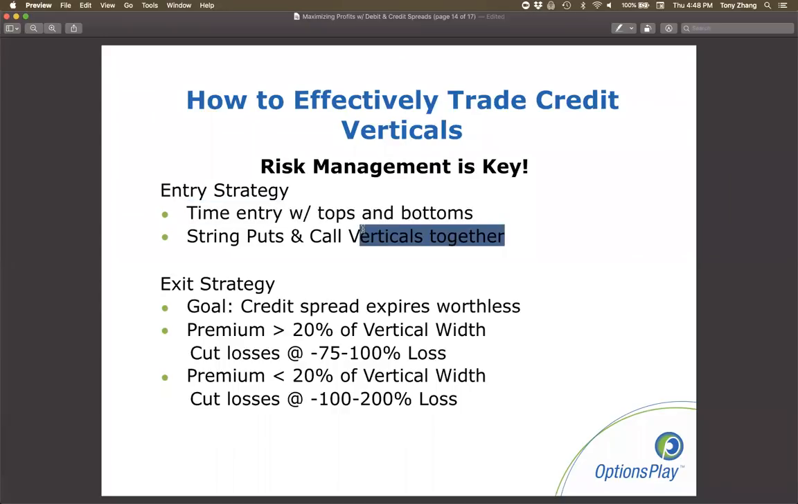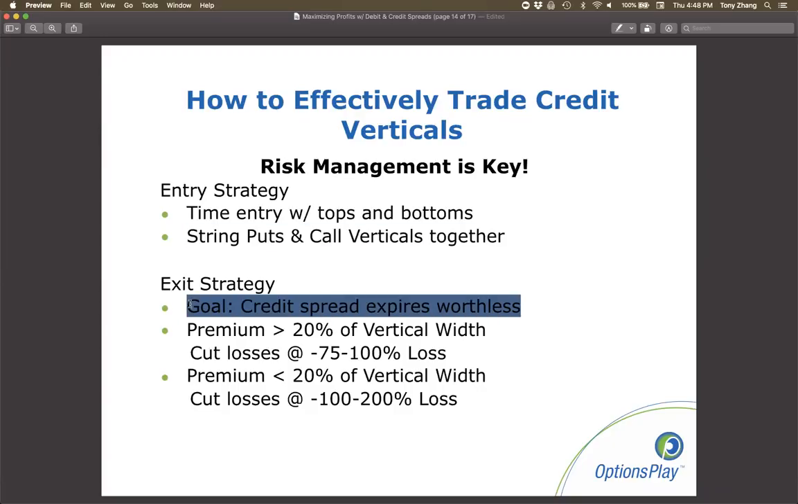And you can string calls and puts together. A lot of people ask me, can I sell a call credit spread and then 2 days later sell a put credit spread on the same name? Absolutely. You can do that as long as you feel that the stock has changed directions. You can sell a credit spread. Now, the goal of credit spreads is to simply let them expire worthless. The goal of selling a put on a stock that you think has hit a floor is to let that put expire worthless. Exact same rationale when you're selling your credit spread.